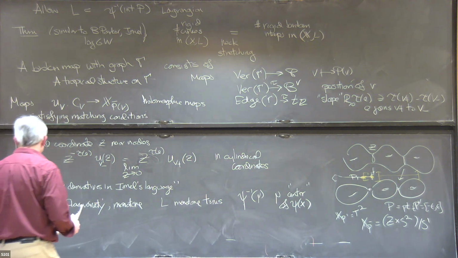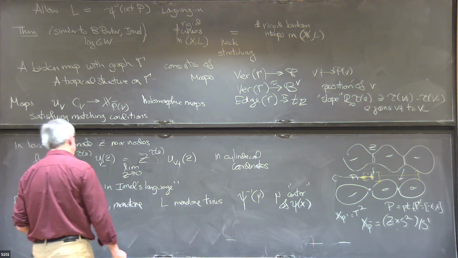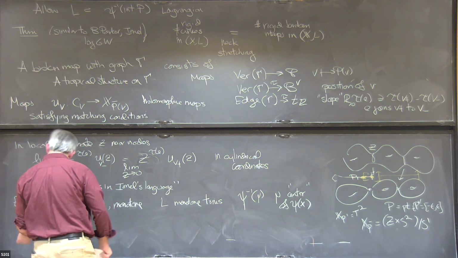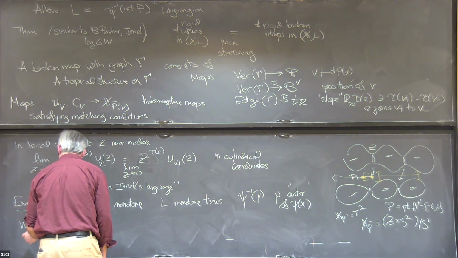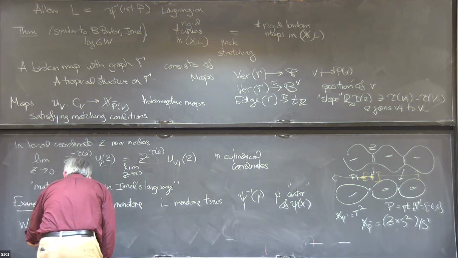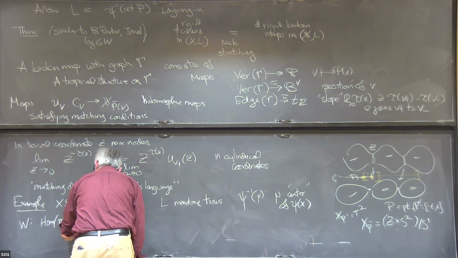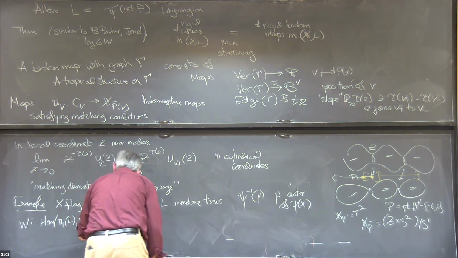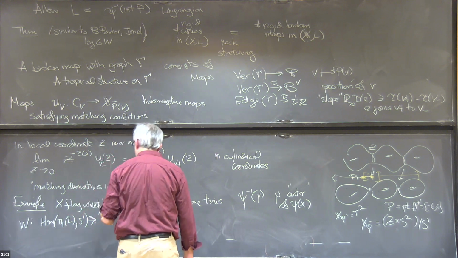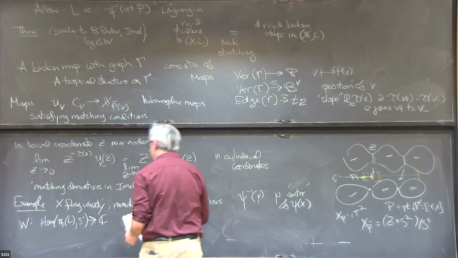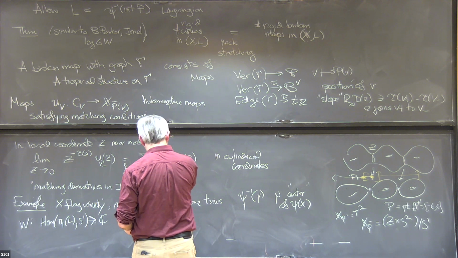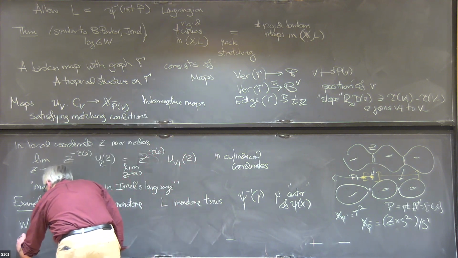And so then associated to a Lagrangian like this, you have a W, which maps from H1 of L to S1 to C, let's say. So that it's a count of Maslov index 2 disks.